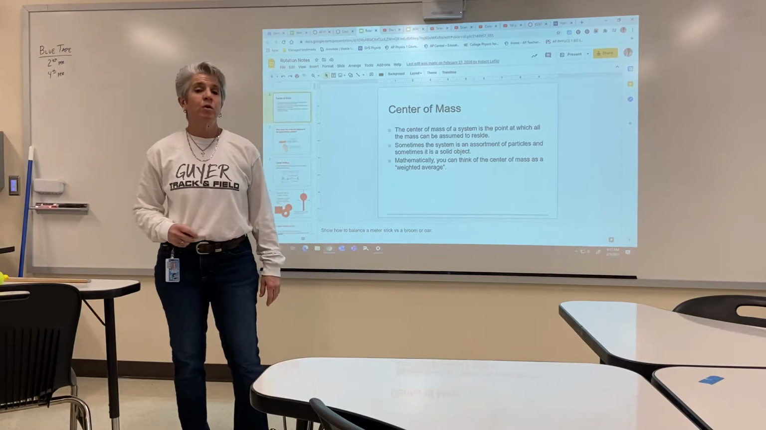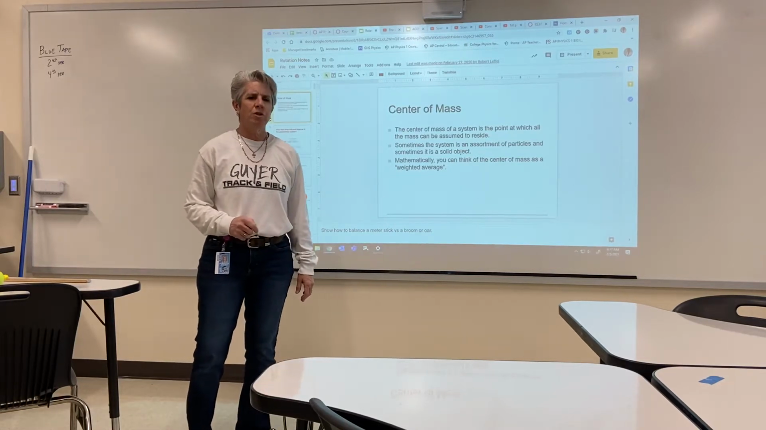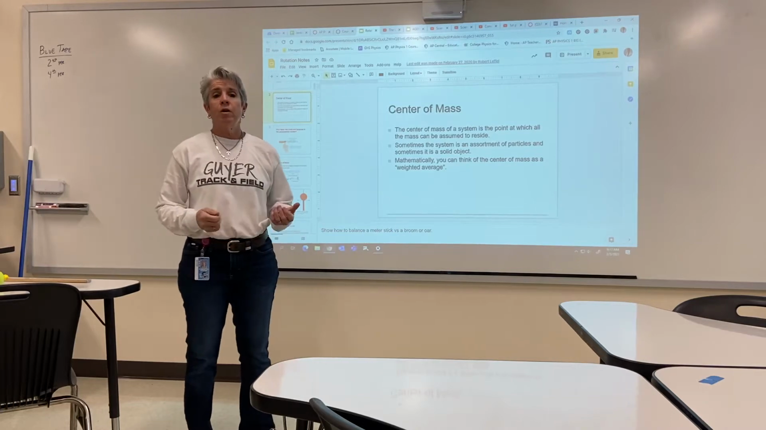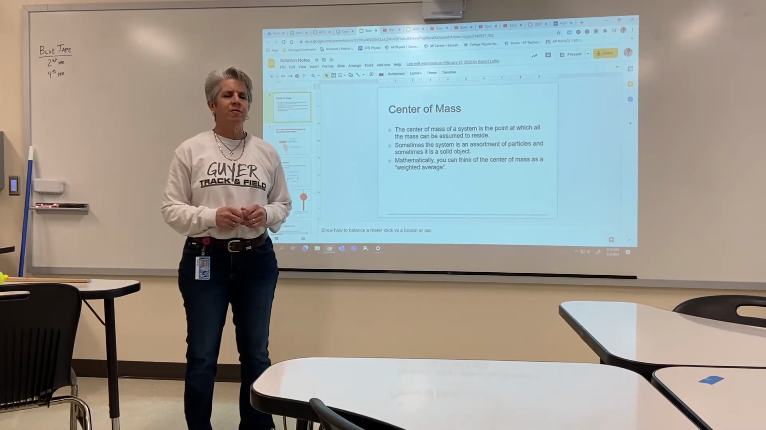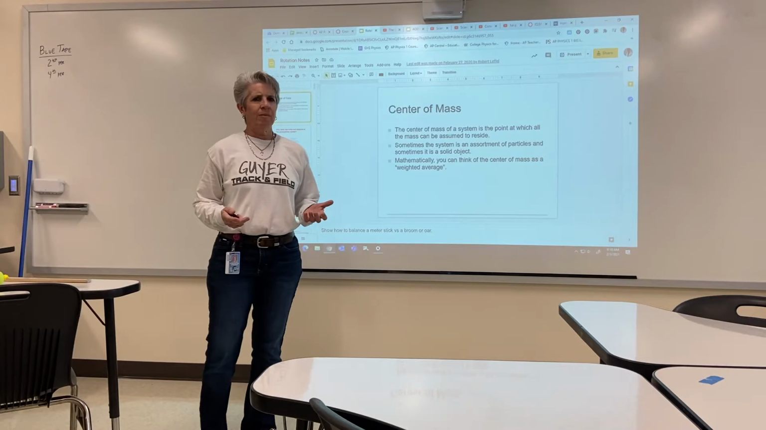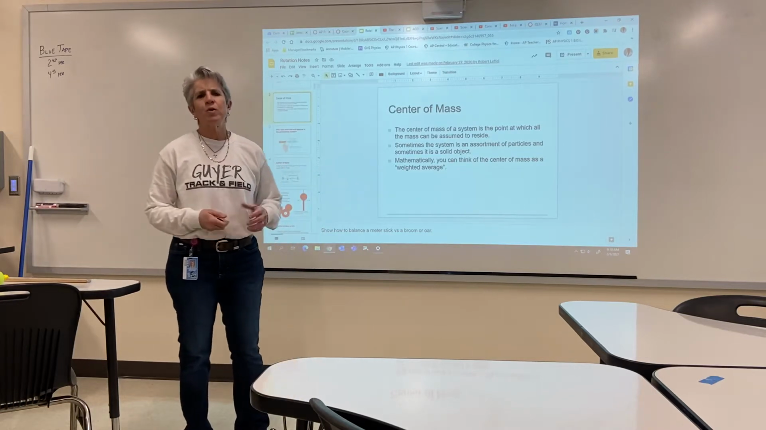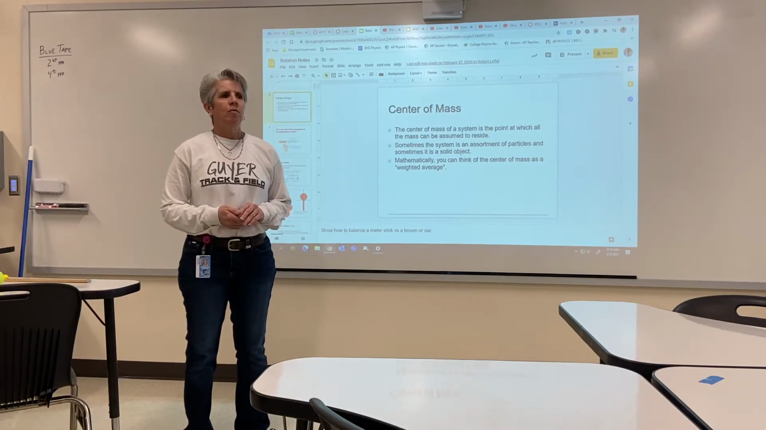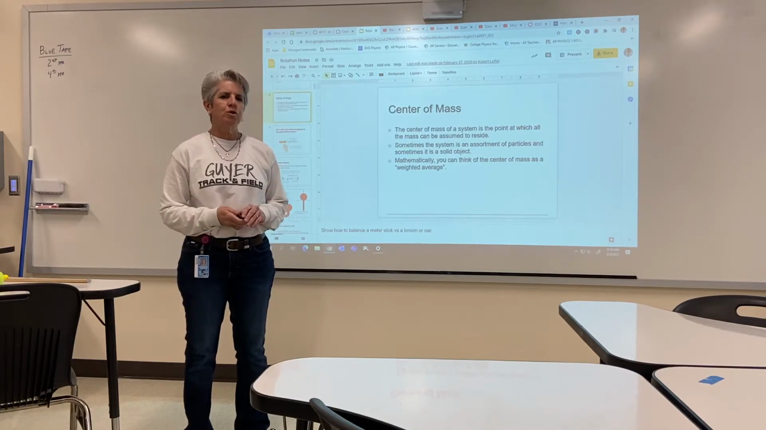Today in physics, we're going to begin a new unit on rotational motion. To start off, we're going to begin talking about center of mass. We've been talking about mass and objects and forces acting on them all year long, but we want to address this a little bit differently as we move into this rotational unit.